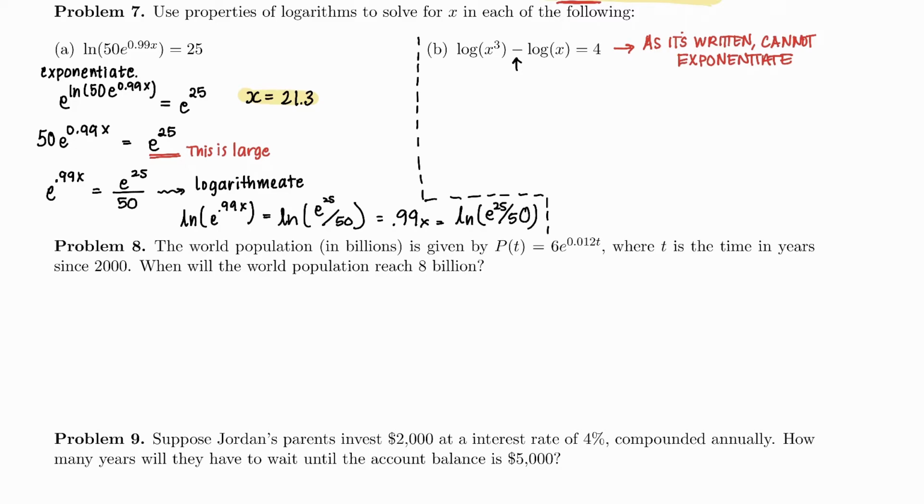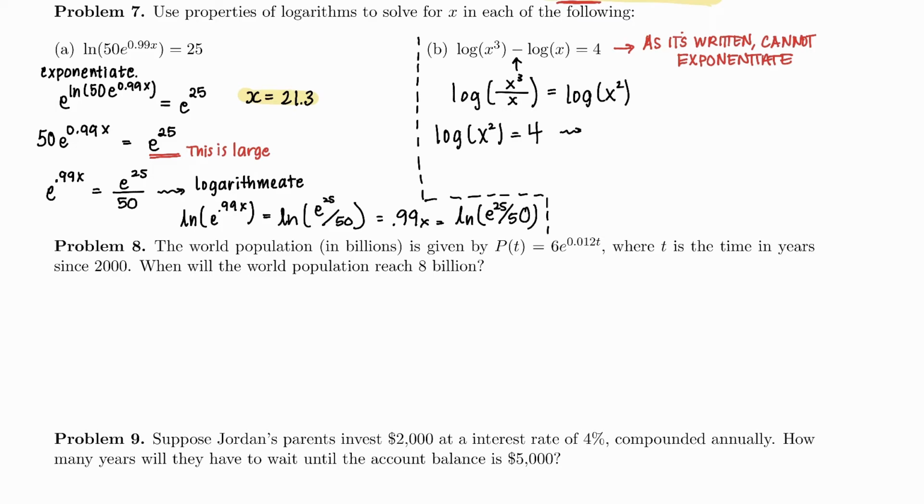I need to combine those, but thank goodness I know how to combine those using our logarithm rules. So remember that when I have subtraction, this becomes division, right? Because they're exponents. So this becomes log of x cubed divided by x, which is just log of x squared. So I've got log of x squared is equal to 4.